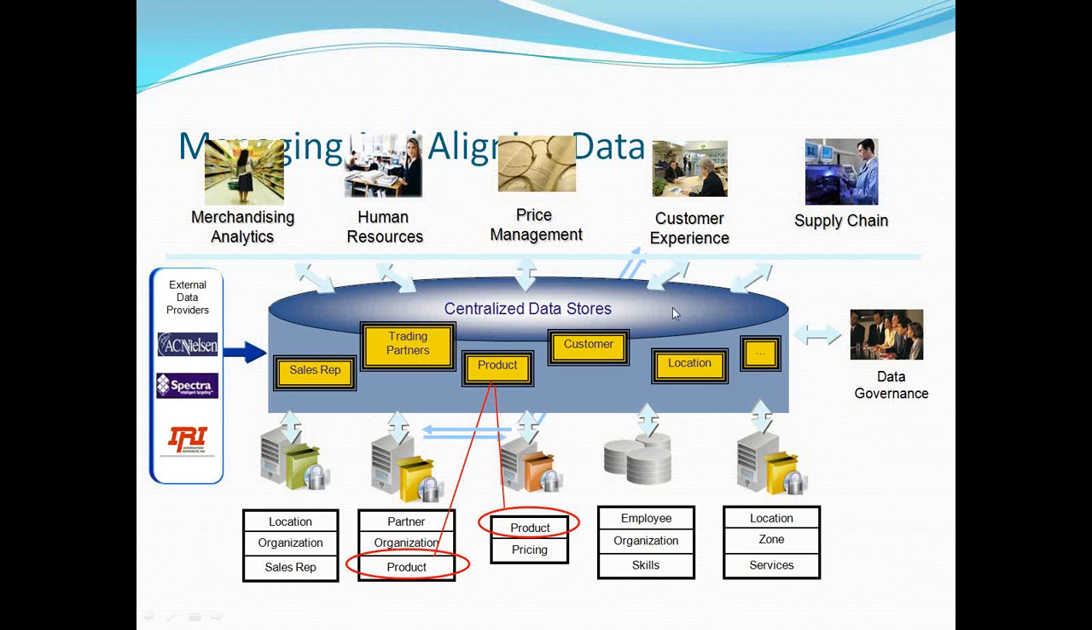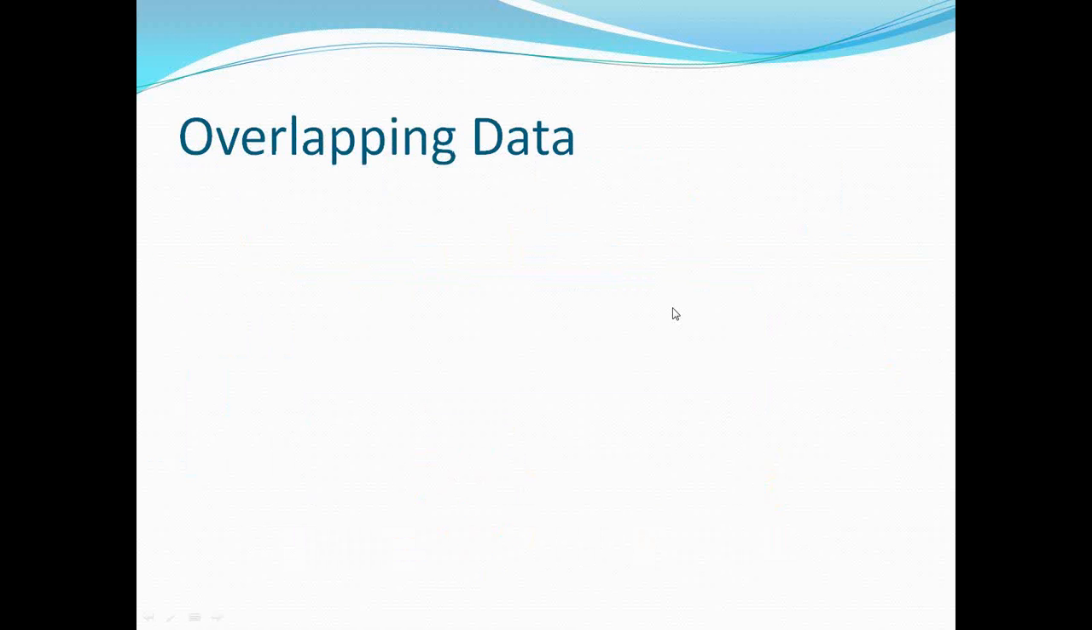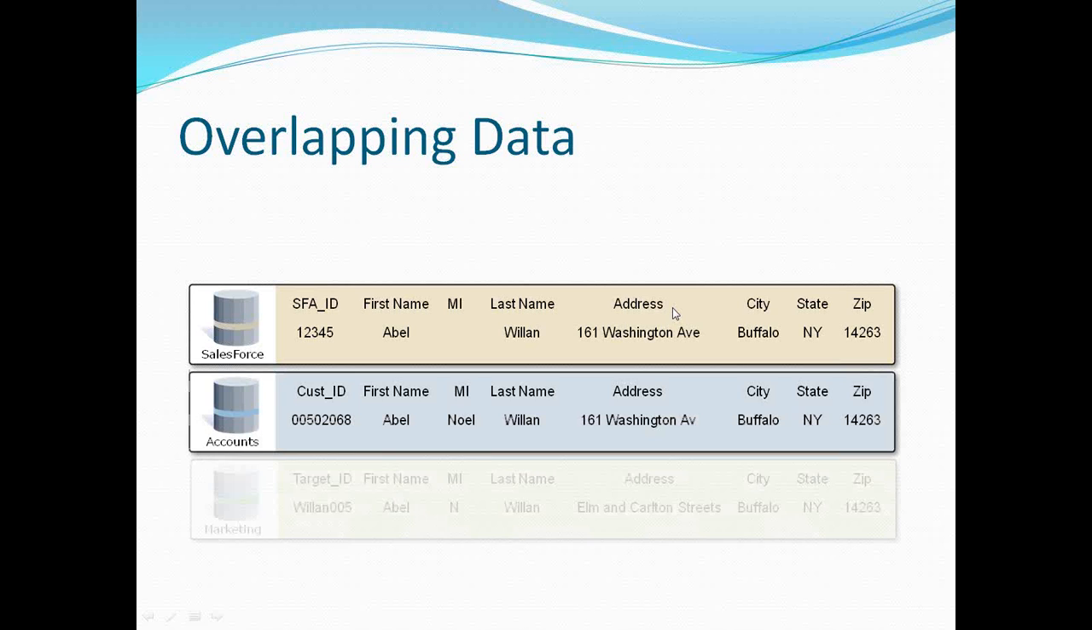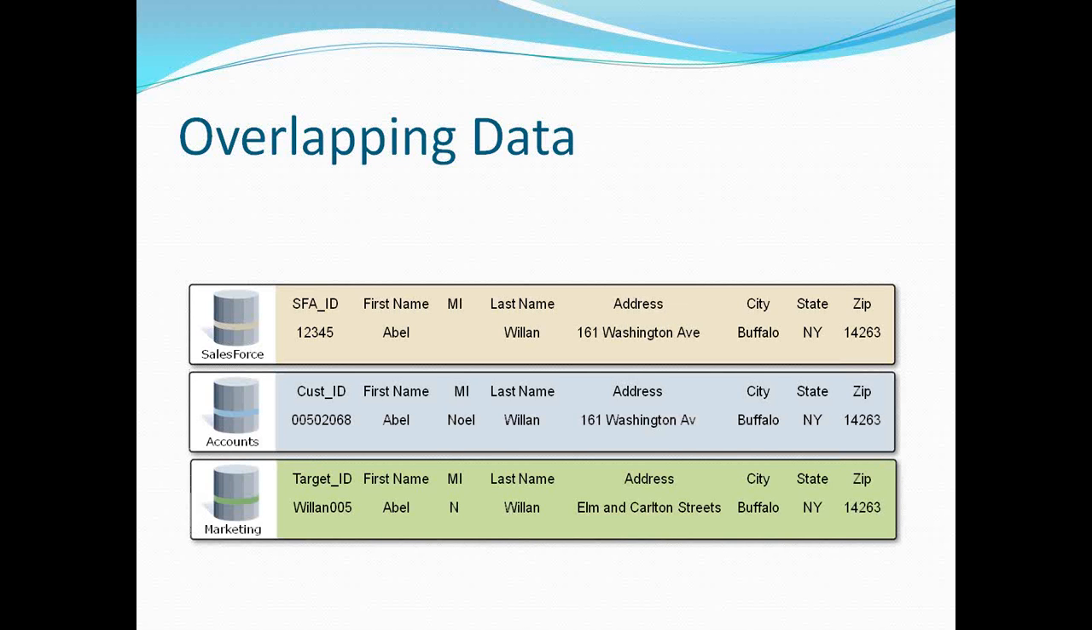We'll see one scenario of such data. It is still not really bad data, but there are some differences in it. For example, here we have taken three systems: the Salesforce system, the accounts system, and the marketing system. They all have their own primary keys. Salesforce has its SFA ID, accounts has the customer ID, and marketing has its target ID. Each of them maintains its own primary key, which is usually there in all systems.